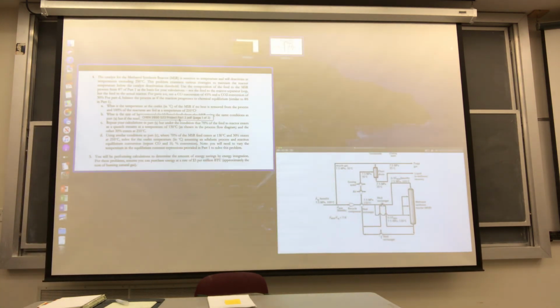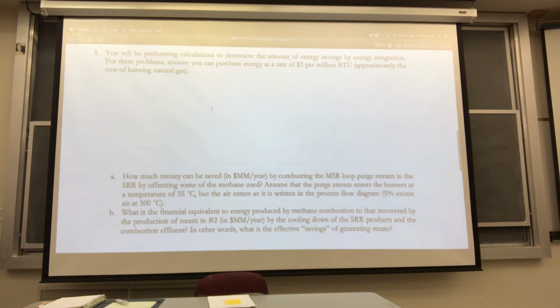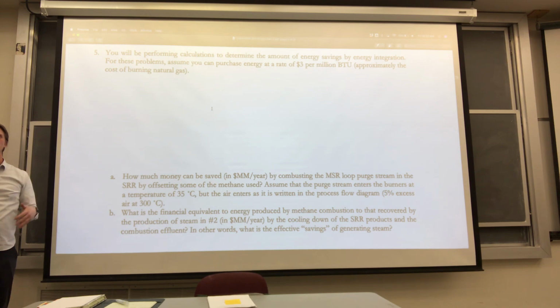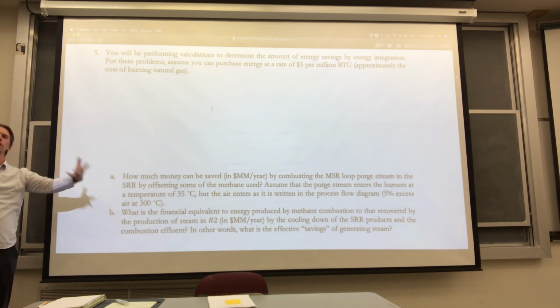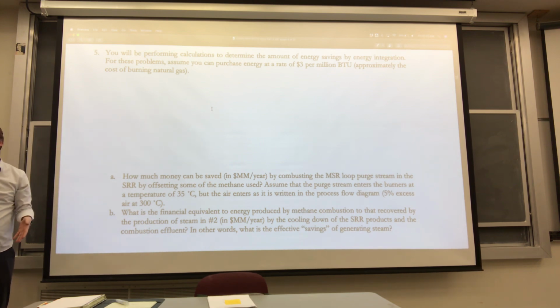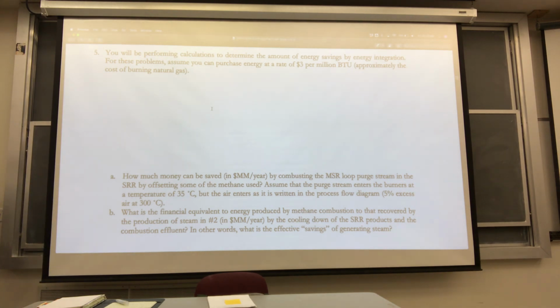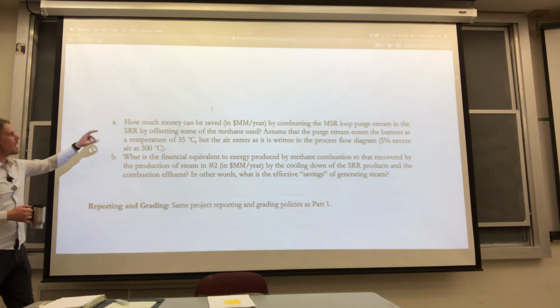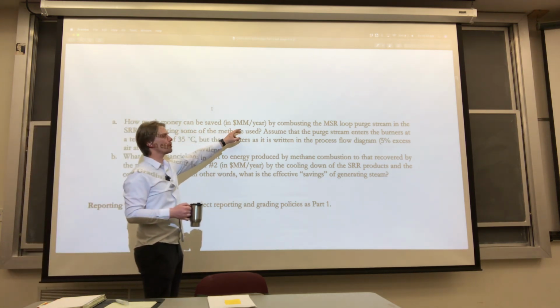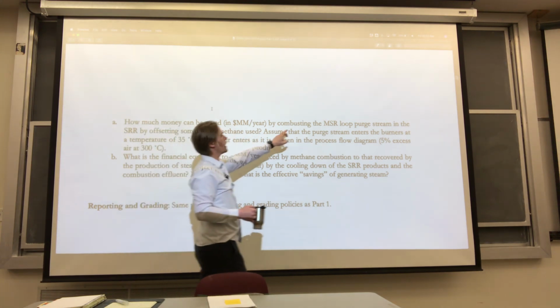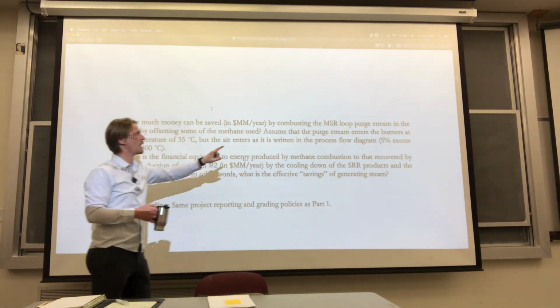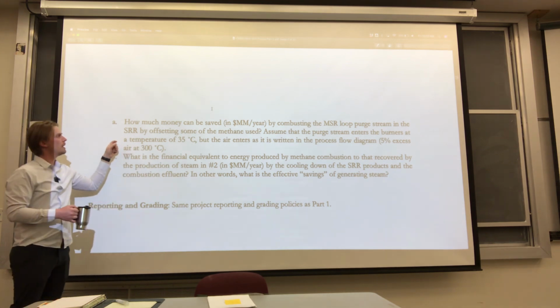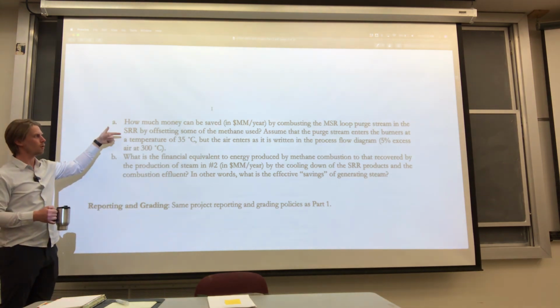Okay, last question. Question 5. This is for how much money are we saving by doing energy integration, right? Is it worth our time to generate the steam? Are we saving $10 a year or $20 million a year, right? So how much does it cost to throw away certain amounts of energy? So question A is how much money can we save in millions of dollars a year, so obviously it's not $10 a year, by combusting the methanol synthesis reactor loop purge stream by offsetting some of the methane used, okay?